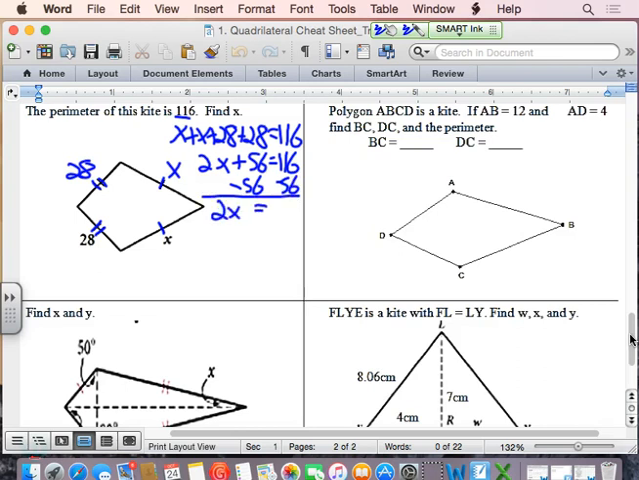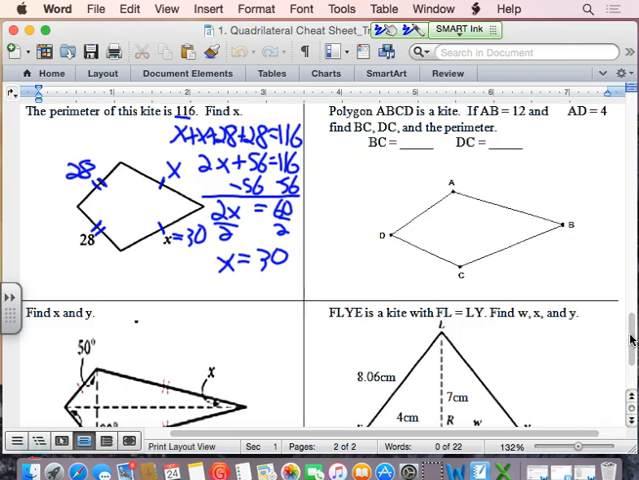2x equals, take away 56 from 116. That's going to leave 60. And then we divide by 2. So x must equal 30. Okay, it's not 30 degrees, it's 30. It's the side length. Okay, so x is 30.